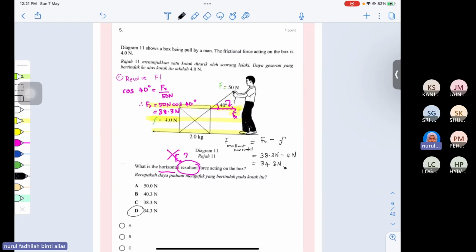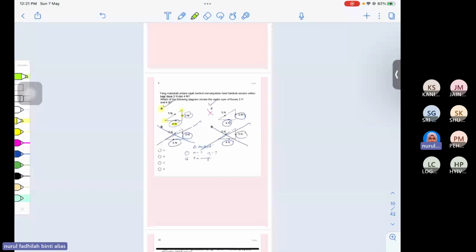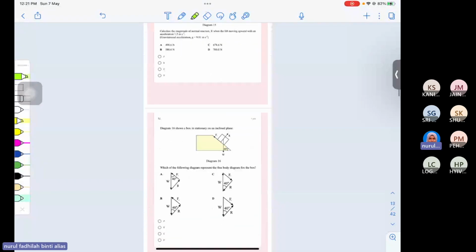Okay. Jadi untuk soalan ni nampak tak? You need to know 2 concepts. First, concept of resolving of forces. Number 2, resultant force. What is resultant force? You kena fahamkan dulu resultant force tu apa. Tambahkan forces yang sama direction. Jadi bila nak tambah, you tak boleh simply 50 minus 4. Tak boleh. Sebab 50 tu dia at an angle. Okay. Itu sahajalah untuk resultant force.